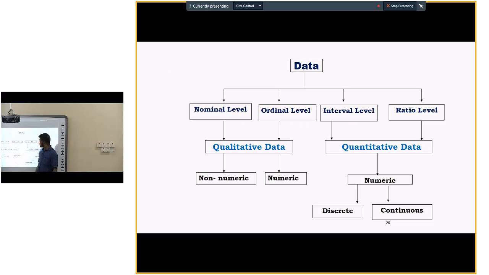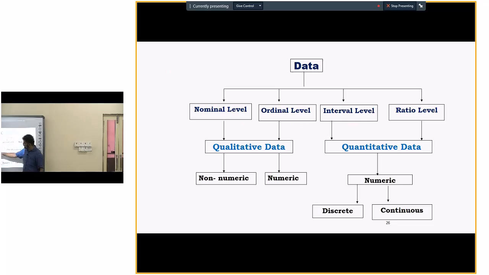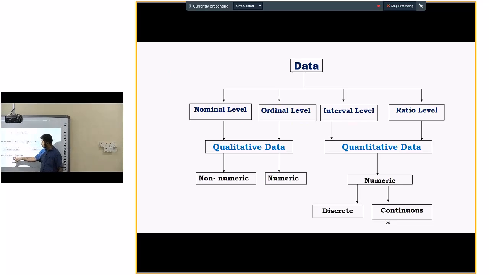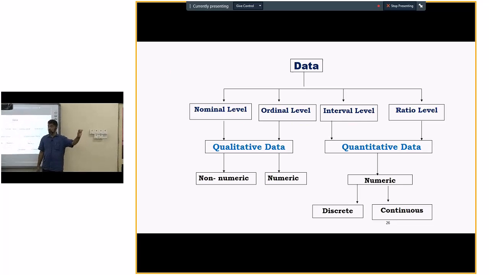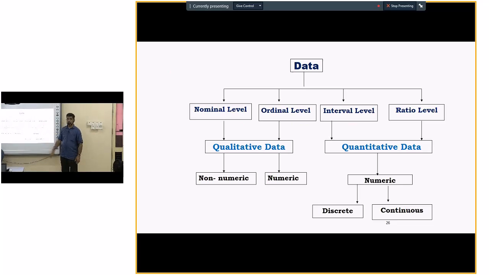Then qualitative and quantitative. If you take these two together, that is under the qualitative category, and these two under the quantitative category. Further, qualitative or non-numeric data we can convert into numeric, right? For example, strongly disagree 1, disagree 2, moderate 3, agree 4, strongly agree 5. Likewise we can convert into numbers, right? Here interval or ratio level data, as per the nature, is under the quantitative category.